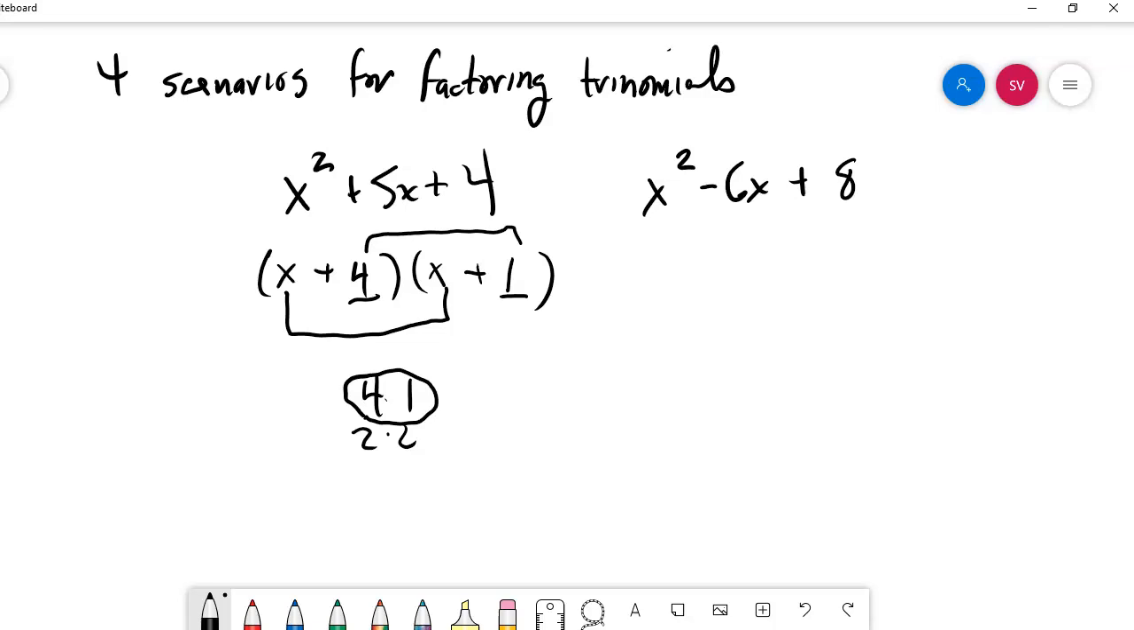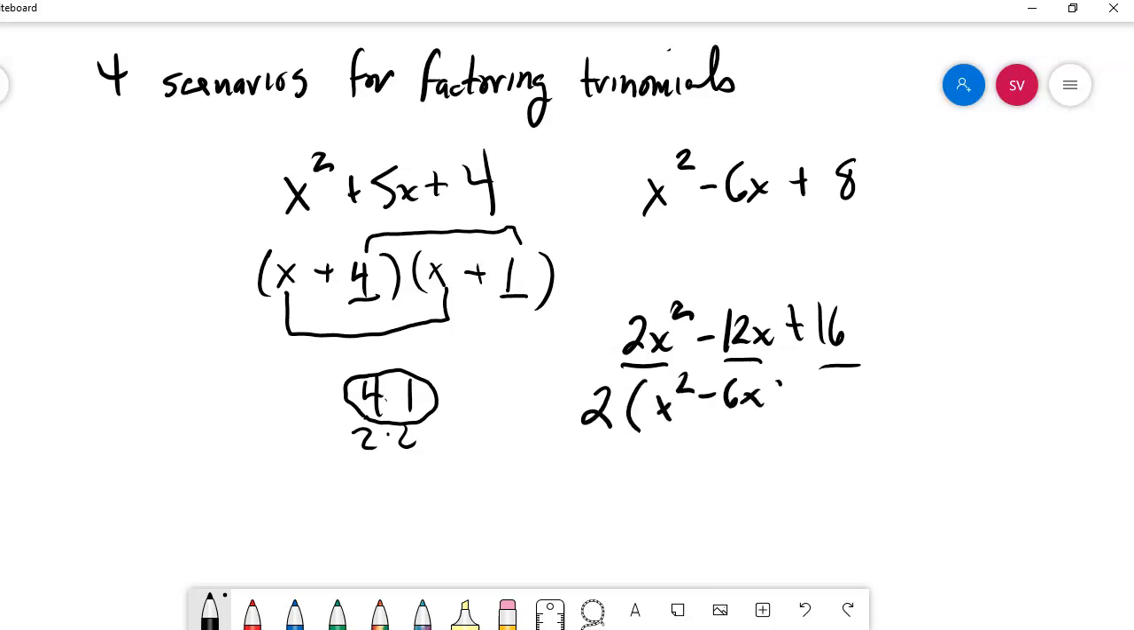of factoring. For instance, if I had 2x squared minus 12x plus 16, well, we could look to see what's common between all 3 terms. In that case, a 2. I could factor out a 2 and I'm left with x squared minus 6x plus 8. And then from there, we could break this down into 2 binomials, which is what we're doing right here.